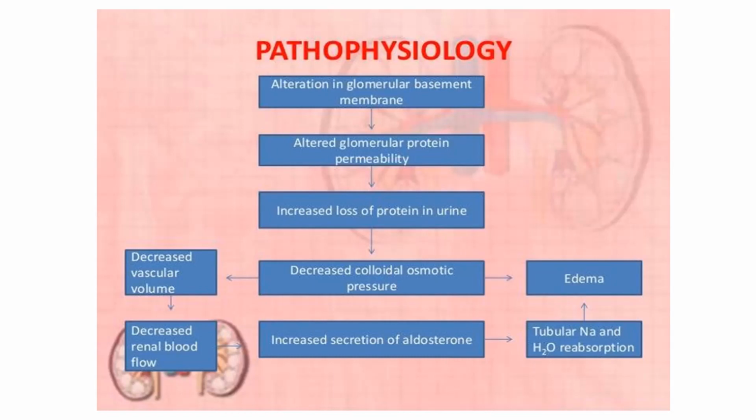Decreased colloid osmotic pressure will lead to extravasation of fluid from the cellular blood compartment into the interstitial space, leading to edema. There are two mechanisms of edema: decreased colloid osmotic pressure leading to edema, and increased secretion of aldosterone, sodium, and water reabsorption leading to edema. This is the basic pathophysiology of nephrotic syndrome.